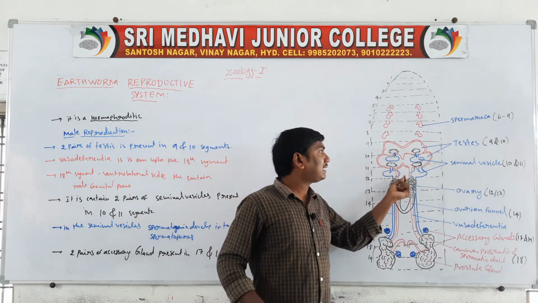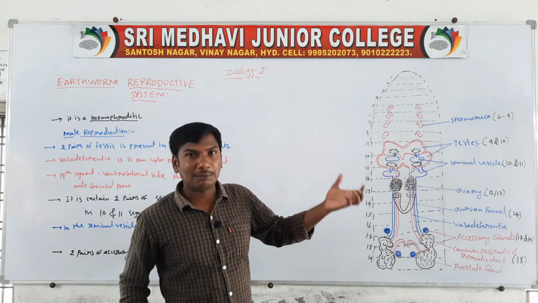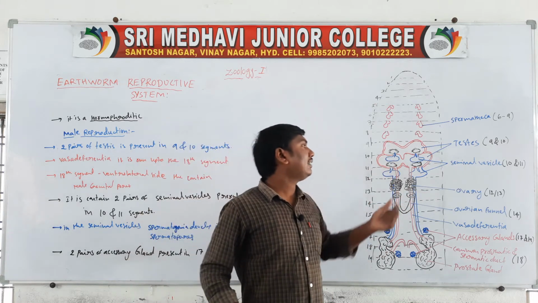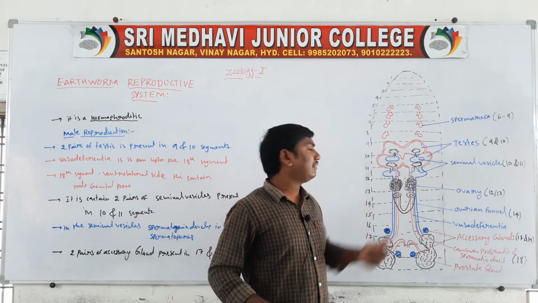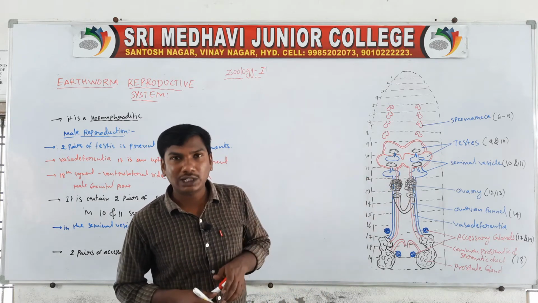Next one, two pairs of seminal vesicles. Two pairs of seminal vesicles are present in the 10th and 11th segments. They are for the maturation of the sperms.